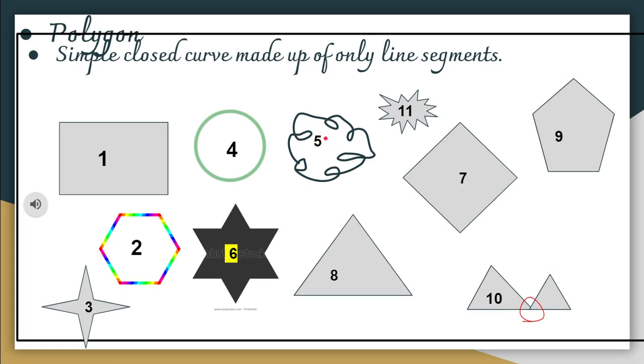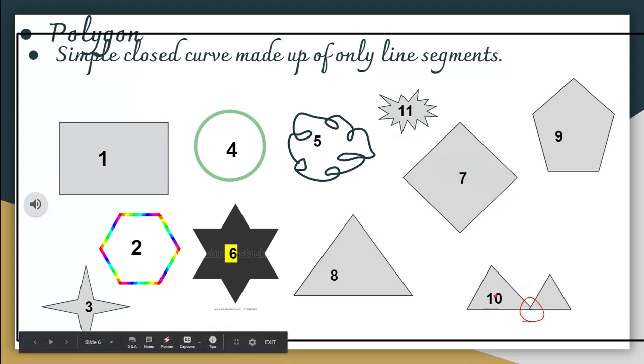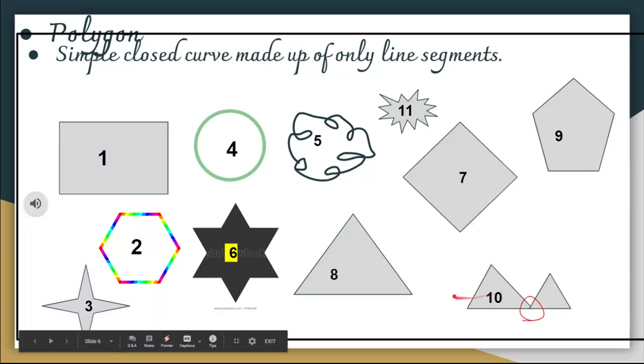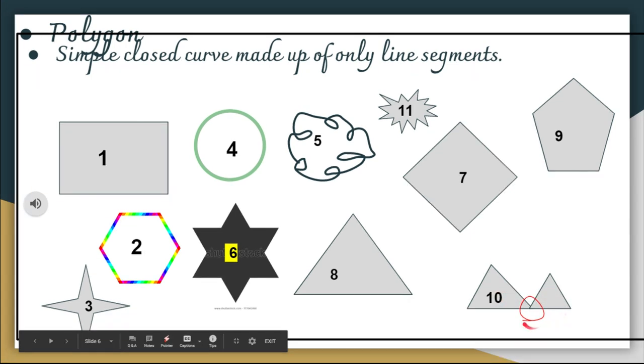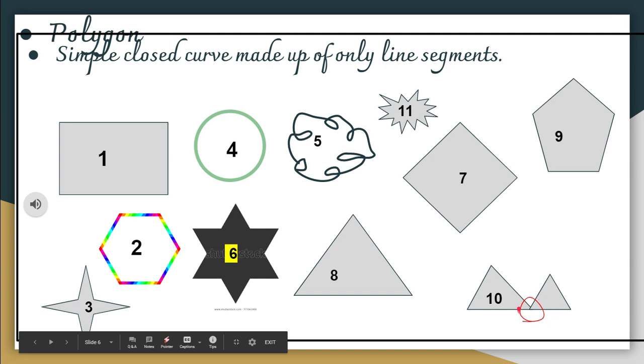Now let me talk about one or two examples. Let's look at this image. It is made up of line segments, right? It is also a closed curve. But is it a polygon? No, it is not a polygon. Why? Because this is not a simple curve. It's a non-simple curve because it crosses itself. So it doesn't satisfy the criteria to become a polygon.